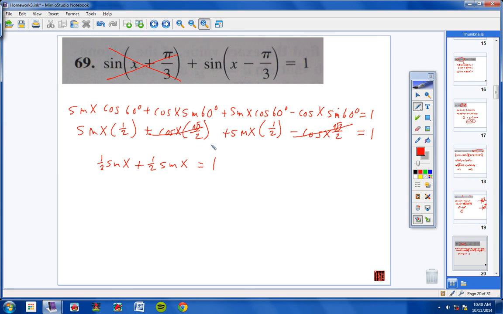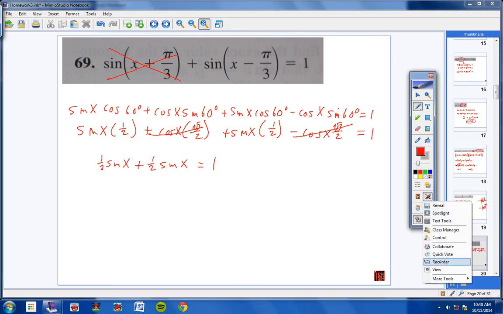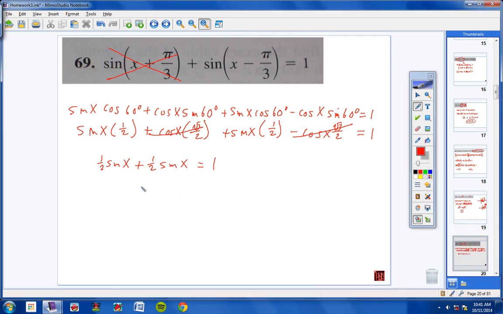Now, obviously, 1/2 plus 1/2 would be, hold on one second here, make sure I've not made a mistake anywhere. Okay, everything looks good. So I have 1/2 sine x plus 1/2 sine x. It's like adding like terms. 1/2 plus 1/2 is 1. Sine x equals 1. Of course, 1 times sine x would just be sine x equals 1.